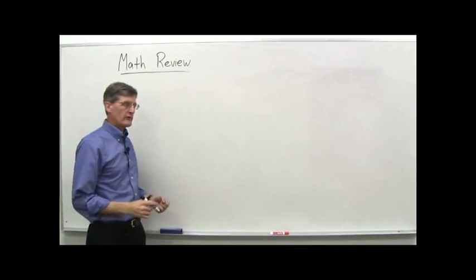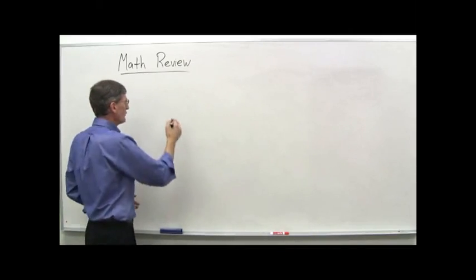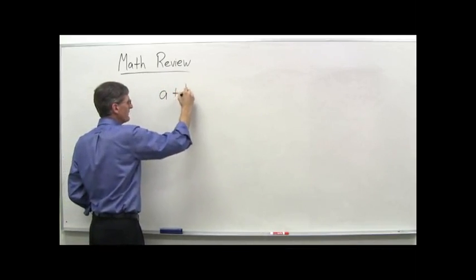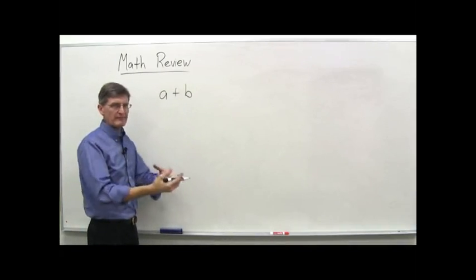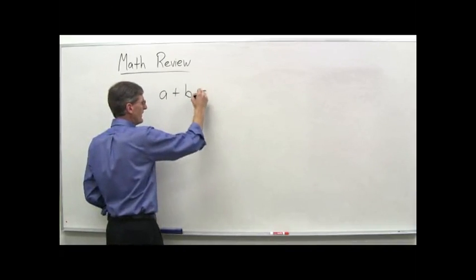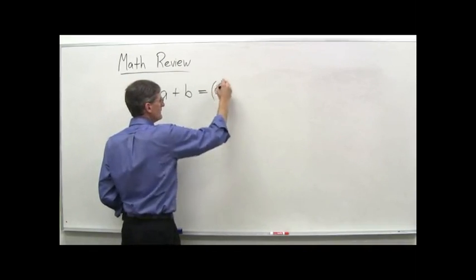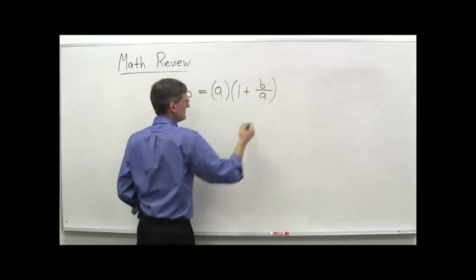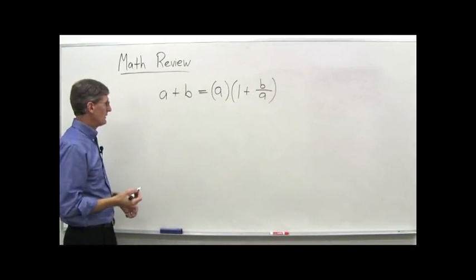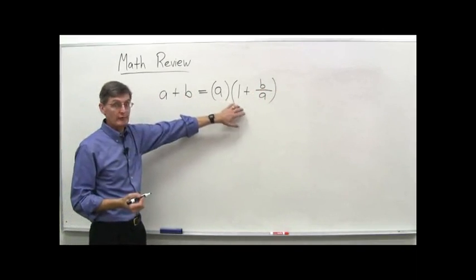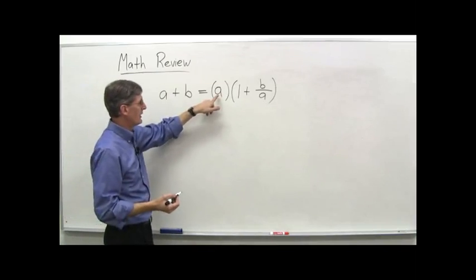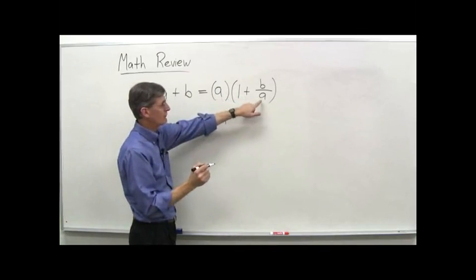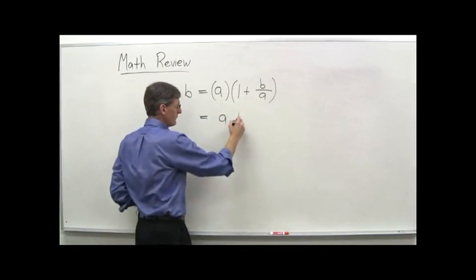Some other reminders here that will actually be useful later on. What if we have something like this? If we say a plus b, remember we can factor things out. So we can write this as a times 1 plus b over a. Okay, remember how we did that? Because if we have this, we can get this back because we just go a times 1, so that's going to equal a, and I've got a times b over a. Remember how this works if it's really been a while for you?